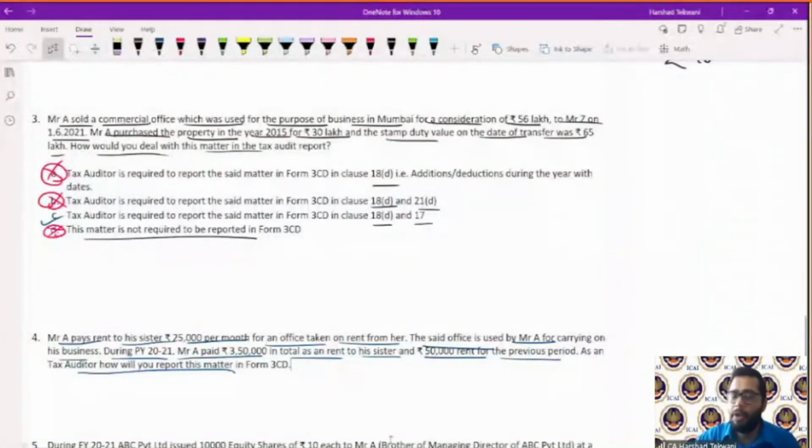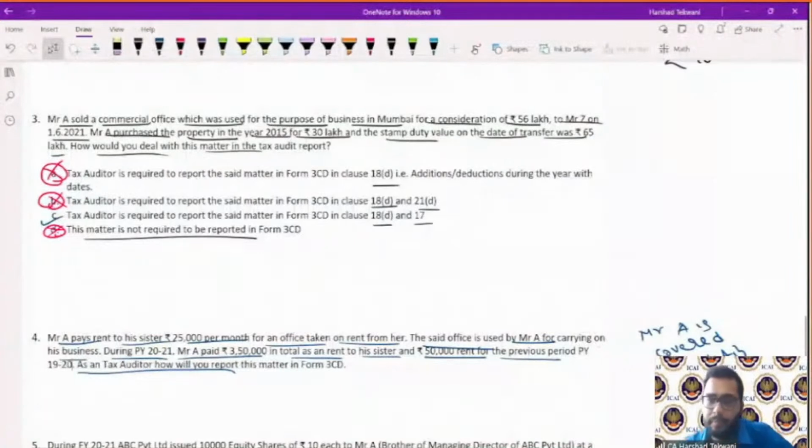Considering Mr. A is covered under section 44AB, how will you report this matter? He pays 20,000 per month rent for an office taken. He has paid 3,50,000 rupees in the previous year 2021, out of which 50,000 was pertaining to the previous period. Previous period means PY 1920. Now, how will you report this particular matter in Form 3CD?